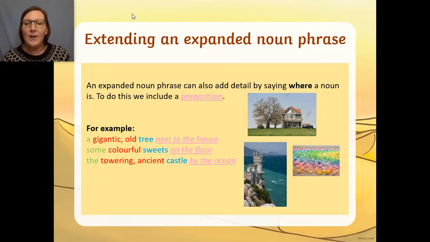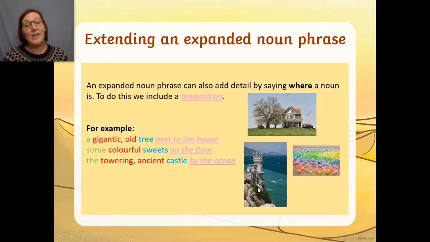Okay, so for example here, I've got a gigantic old tree next to the house. There's my gigantic old tree and it's next to the house. We've got some colourful sweets on the floor. And then my last one here, the towering ancient castle by the ocean.